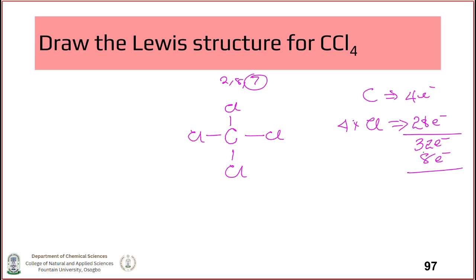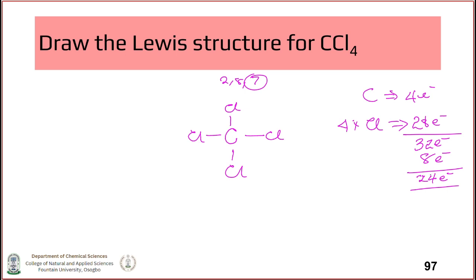So if we take away 8 from 32, what do we have? If we take 8 from 32, that is going to be 4, and then we have 2 left. So that is going to be 24 electrons left. Is it correct? Okay, it shows we are good to go. So we have 24 electrons left.